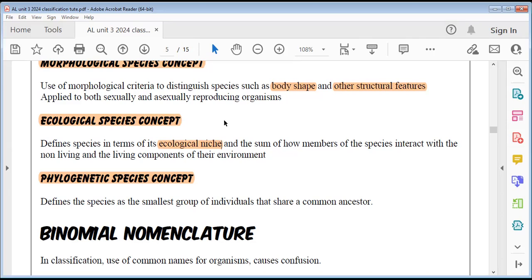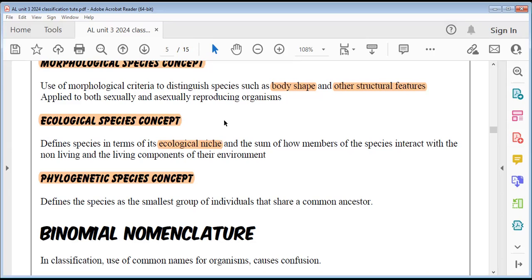Ecological niche. We look for another organism. Between these two organisms, about 95%, 96% similarity there. Then we decide both of these ones are one species. Remember, one organism's ecological niche will not be exactly equal to another organism's ecological niche 100%.